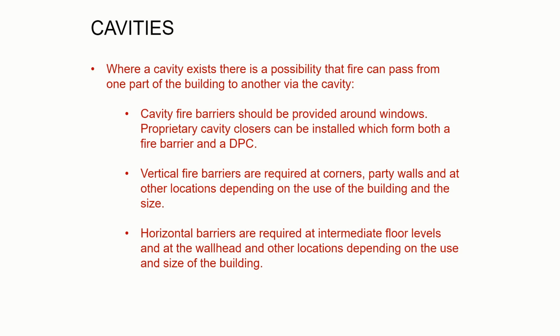We'd need to divide walls up along their length. So we'd have vertical fire barriers at corners, party walls, so that's where two houses share the same outside cladding, and in some other locations depending on the use of the building. If we've got a building that's more than 1 story high, then we would have horizontal barriers so that we could divide up the cavity by its height. We'd probably have them at intermediate floors and at the wall head.